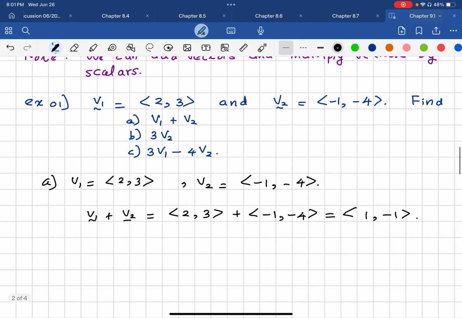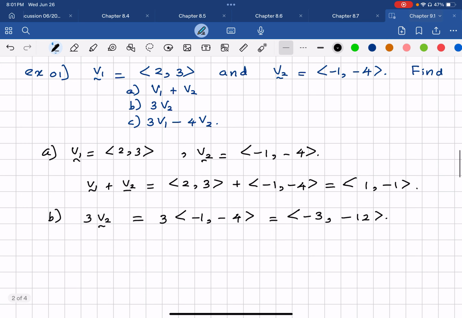Okay, let's move into part B. Part B is about scalar multiplication. So you have to compute 3 times v2. I'm going to multiply vector v2 by 3. So multiply each component by 3. So you would get -1 multiplied by 3, that is -3. -4 multiplied by 3, that would be -12.